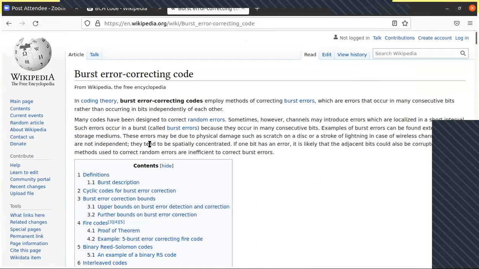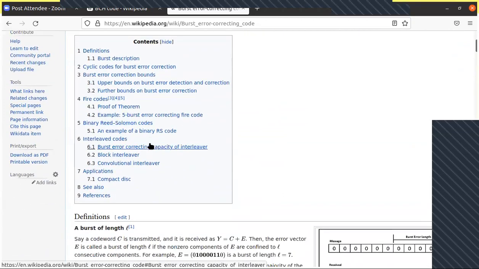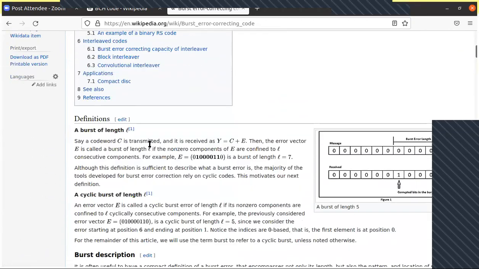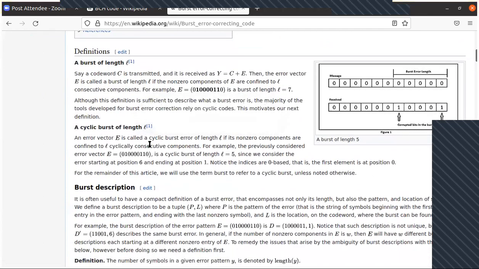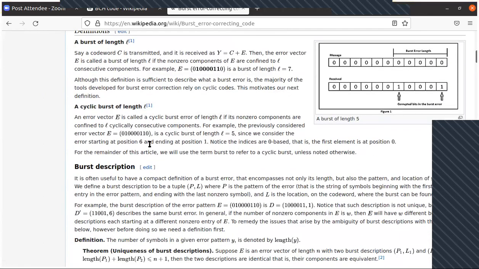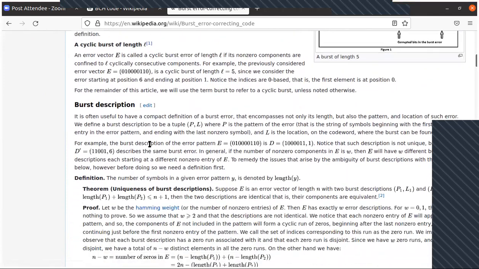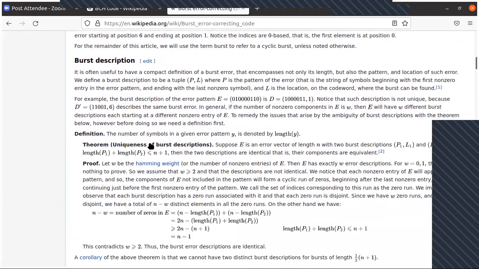See, so are you able to see this? Mehak, Wikipedia site, are you able to see? Yes, sir. Okay. See, so for burst, here they also gave burst error, much more pictures and everything given, right? So cyclic of burst length also they gave. So burst description also they gave, right?